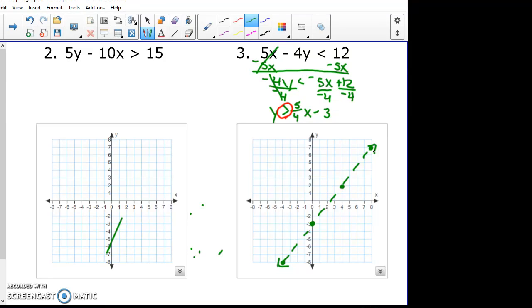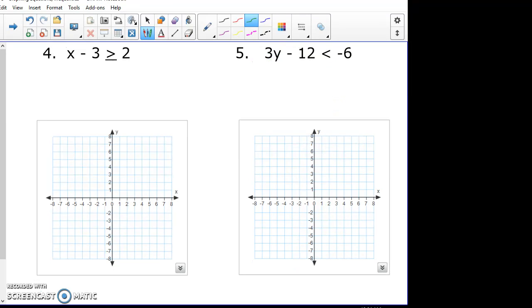Last part that we need to talk about is our shading. Since this is saying y is greater than, we're going to shade above the line towards the greater values. Now again, keep in mind, if you're not visually seeing why that shading is above, pick a point above, pick a point below, plug it in, and wherever you end up with a true inequality, that's the direction that you shade.